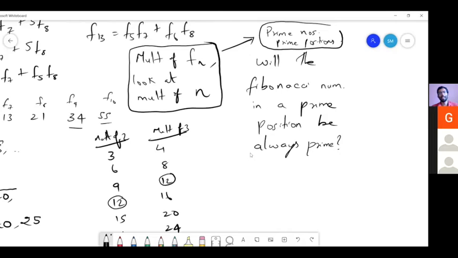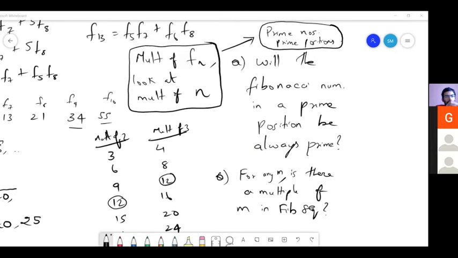Now I am asking a converse question. Given any number m, is there a multiple of m in the Fibonacci sequence? I found a counter example for it. Yes, 19th position. It's not a prime number. Correct. Wow.